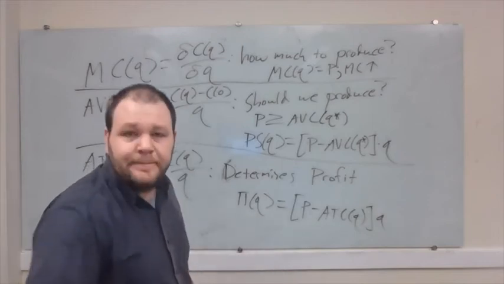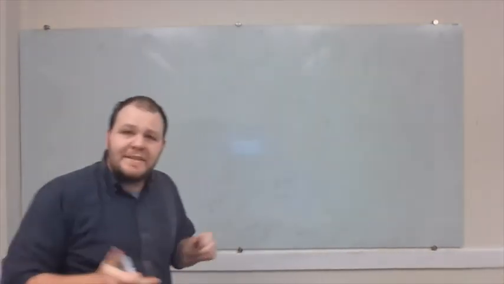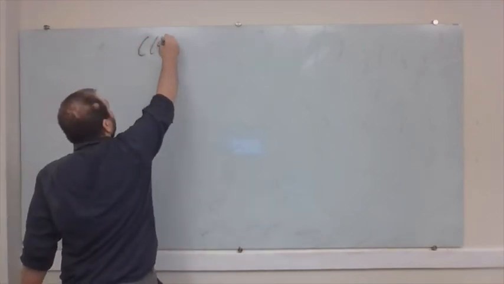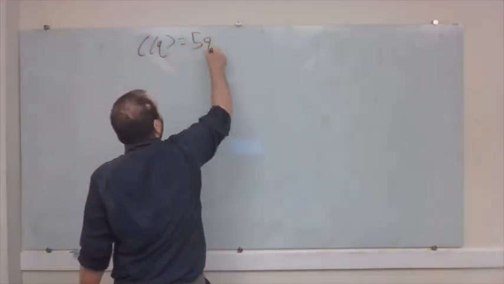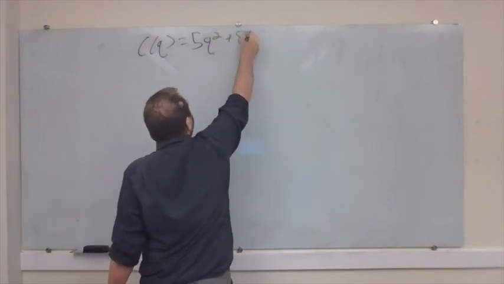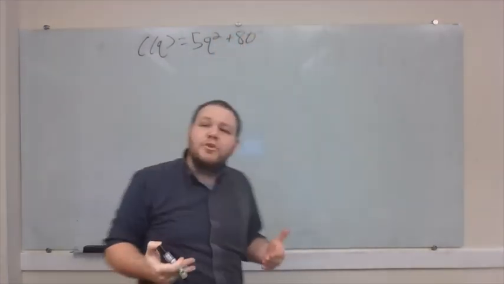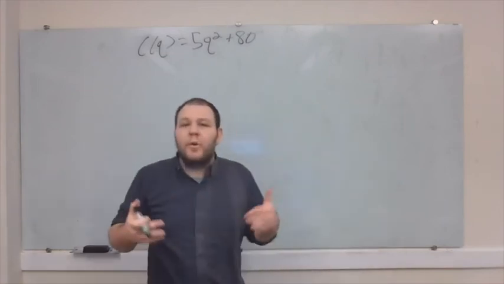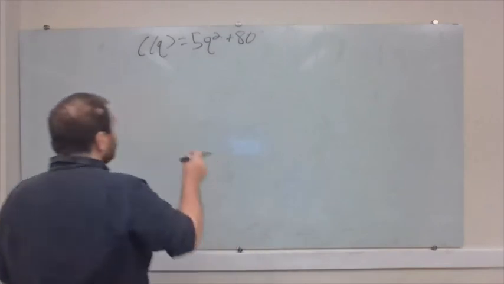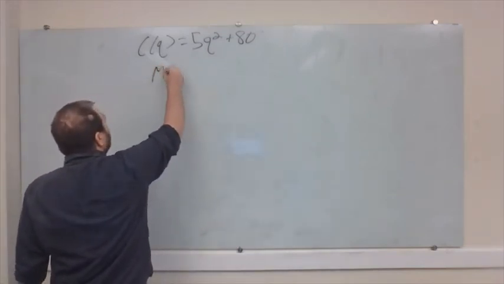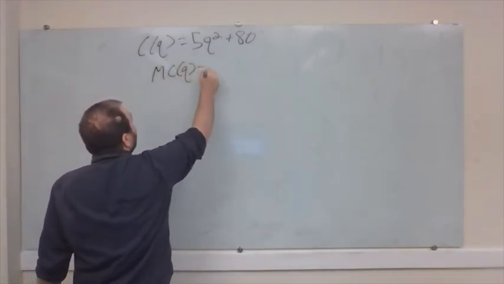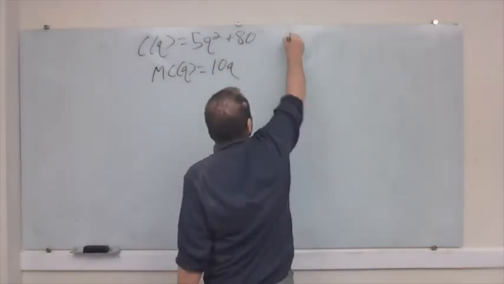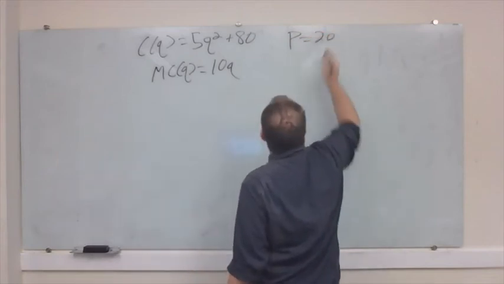So to put a little meat on all this, let's go back to the cost function we started with, right? C of Q equals 5Q squared plus 80. And let's calculate our marginal cost, average total cost, average variable cost, and figure out whether it's worth it to produce. So in this case, as we said before, marginal cost is going to be 10Q, the derivative of C of Q. Let's say, by the way, we've got a price equal now to 20. So we've got a marginal cost of 10Q.